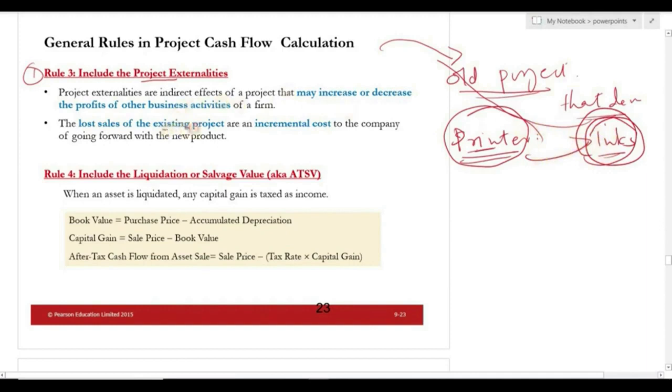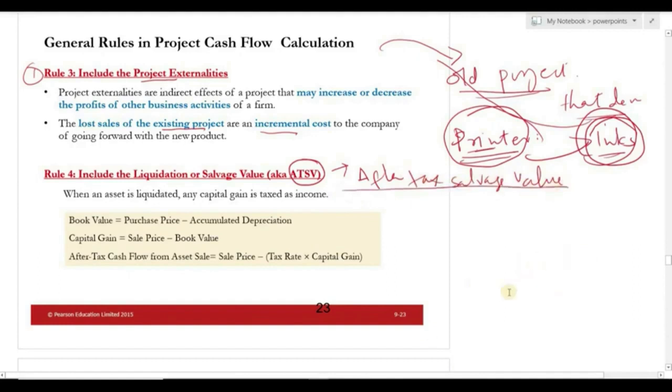Or the lost sale of an existing project should be the incremental cost. Okay. And finally, rule 4, include the liquidation or salvage value, also known as the after tax salvage value. So that is the after tax salvage value.